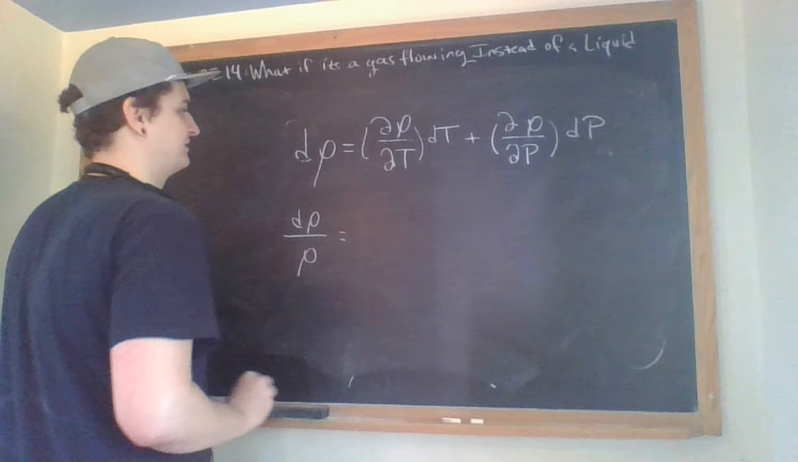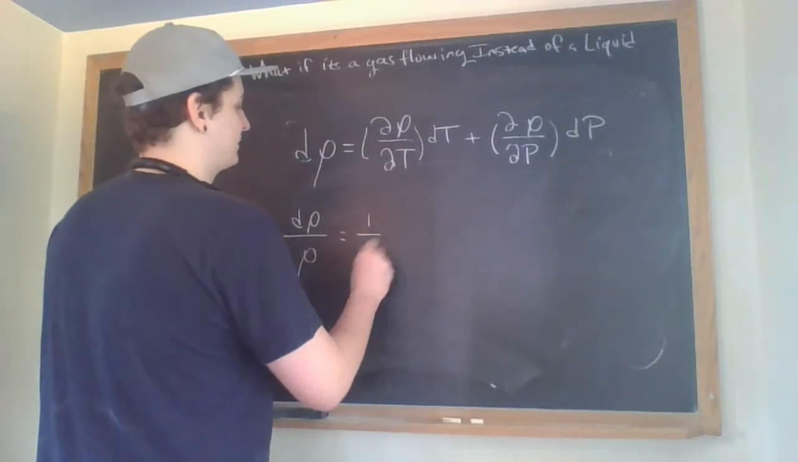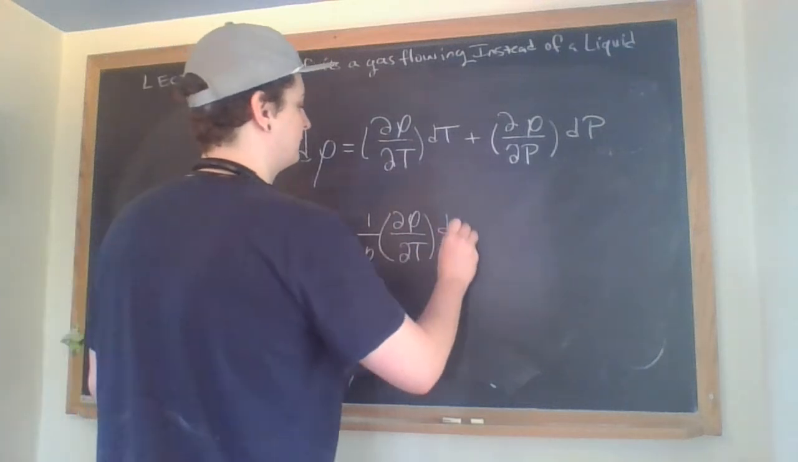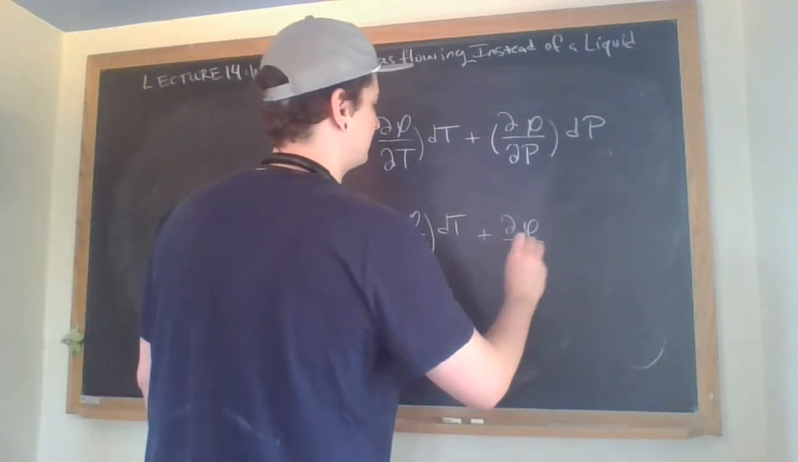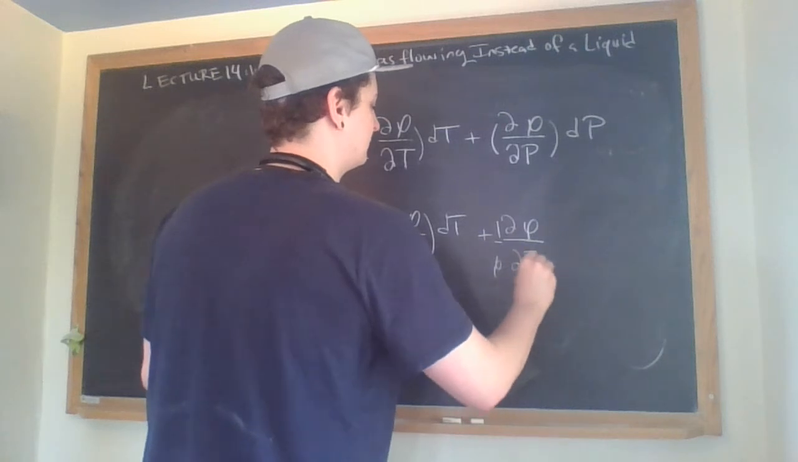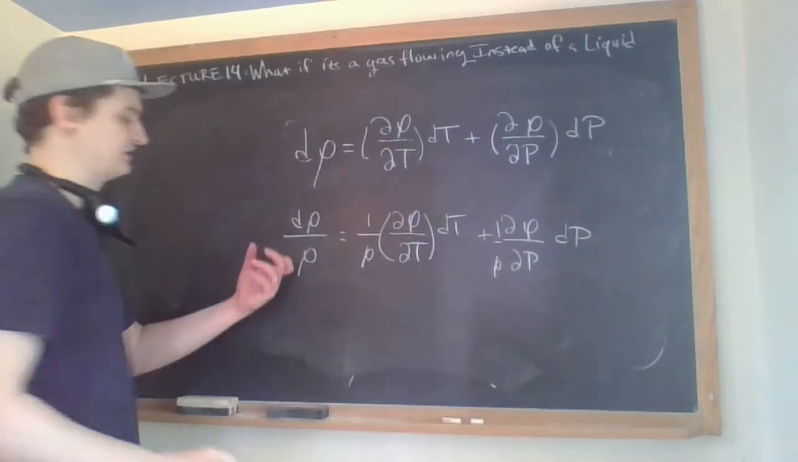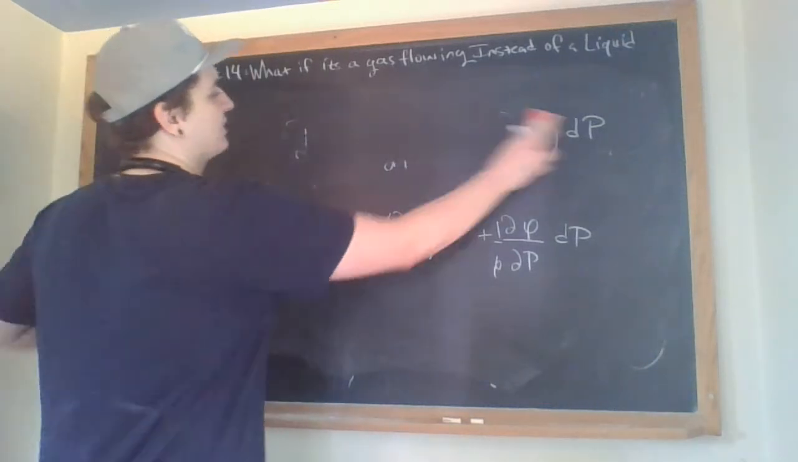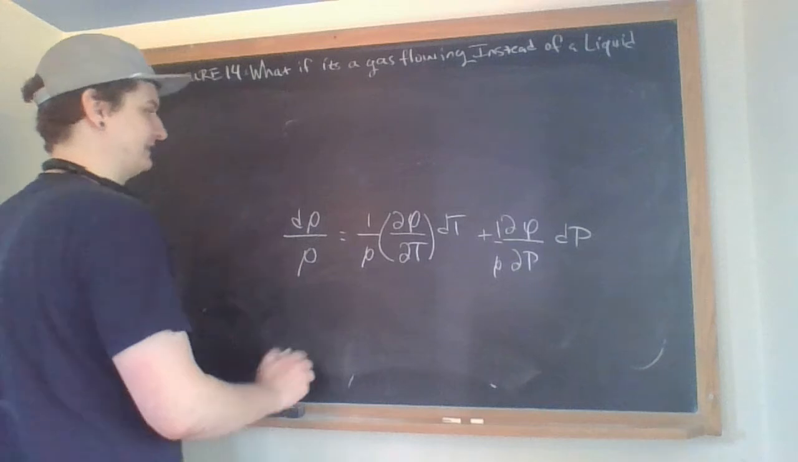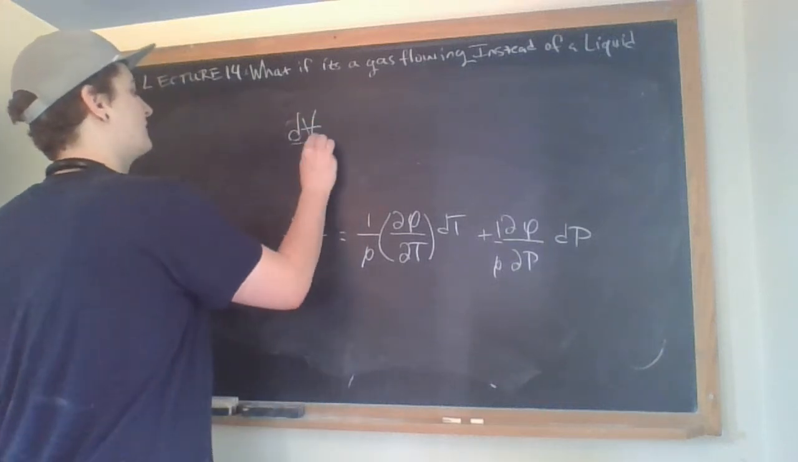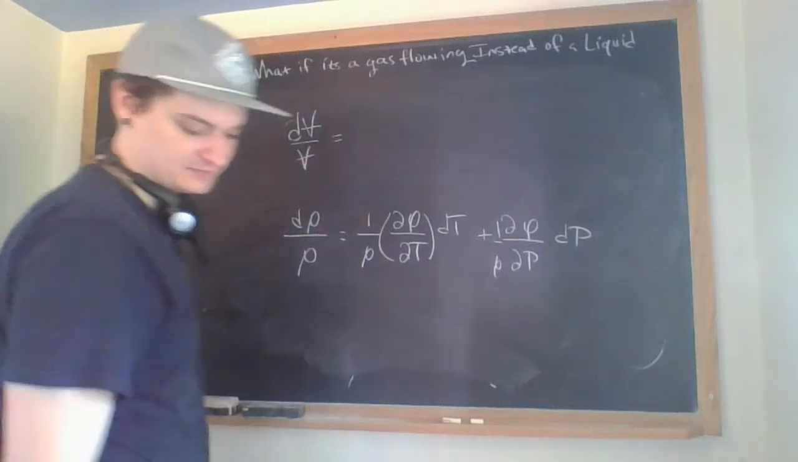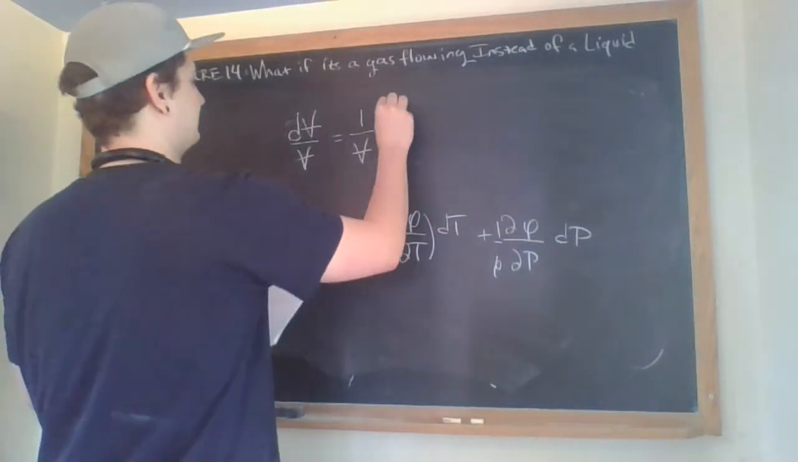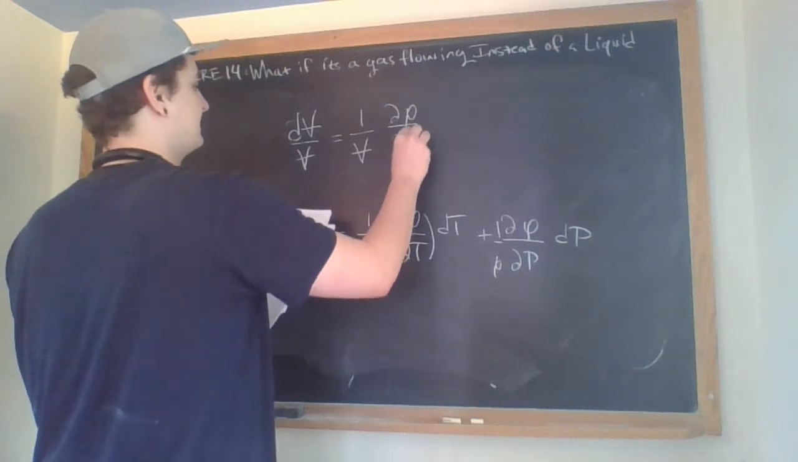So a relative change, nothing more than this. I've just divided by rho to get something like a relative change. And then if we also want to speak about volume instead of densities, it's really not anything special. You just have this relation here. So you're just writing the same thing in two different ways.